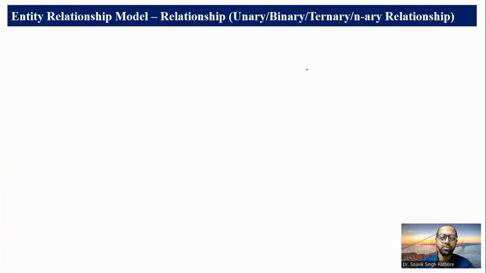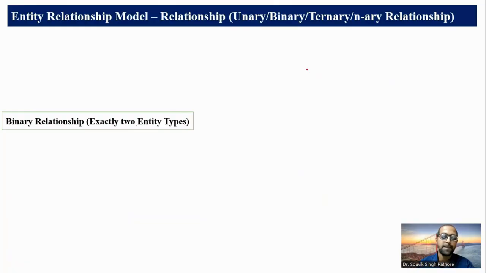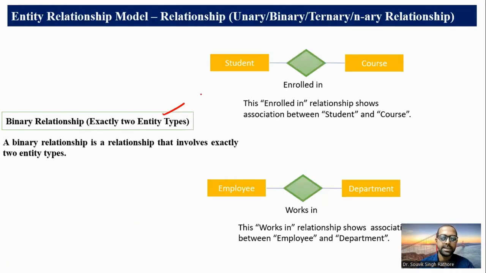Now let's move to the most common type of relationship, which is the binary relationship. A binary relationship involves exactly two entity types. So look at this example. Here a student is enrolled in a course. So here we have two distinct entity types, the student entity type and the course entity type. Therefore, it is a binary relationship.